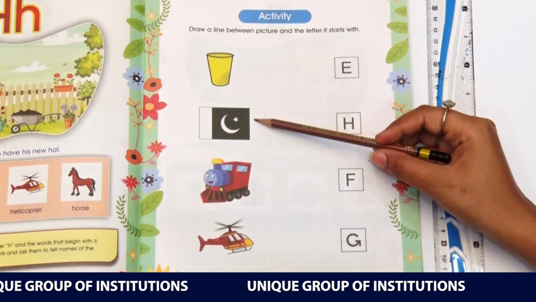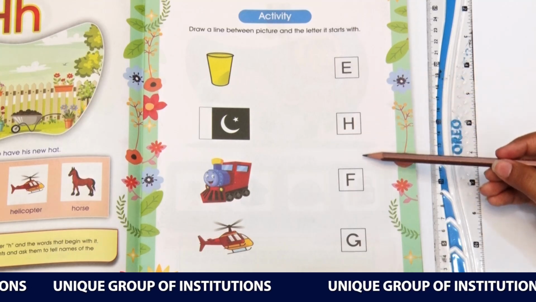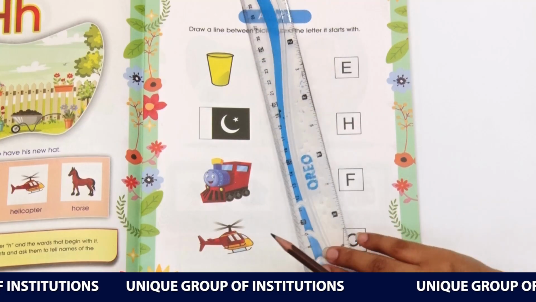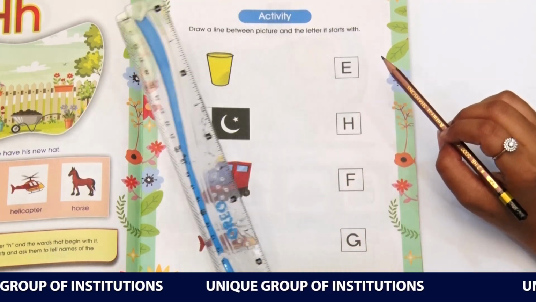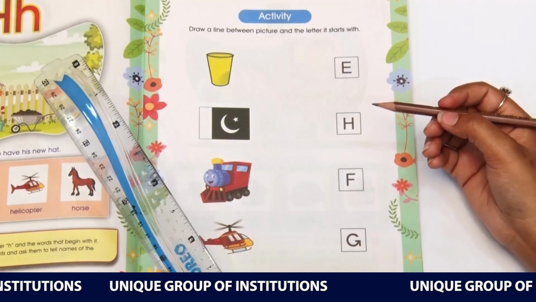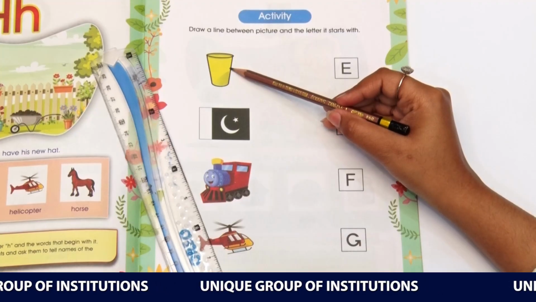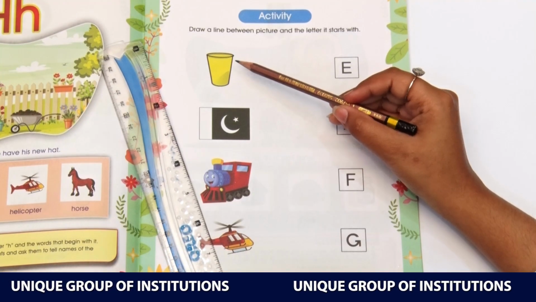We have so many colorful pictures on the left side and the letters on the right side. What do you need to do this activity? You need a scale and a pencil. You have to hold the scale and a pencil in your one hand. Find out what this picture says. It's a glass.